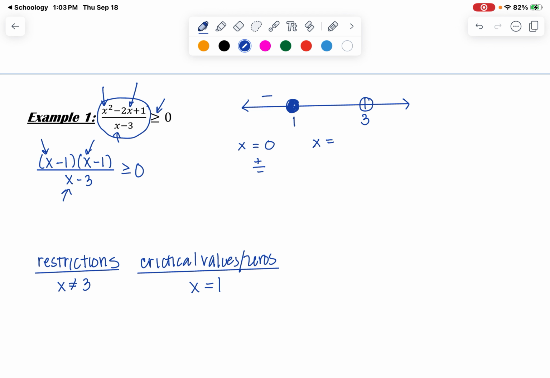I'll choose x equals 2. So I have a positive times a positive in the numerator, which is a positive, over 2 minus 3, which is a negative. So I have a negative again. And then x equals 4 I'll choose here. In the numerator, I have a positive times a positive. When I say a positive times positive, that's 3 times 3, right? Positive. And then 4 minus 3 is positive, so I get positive.